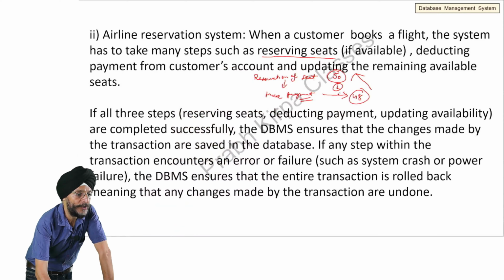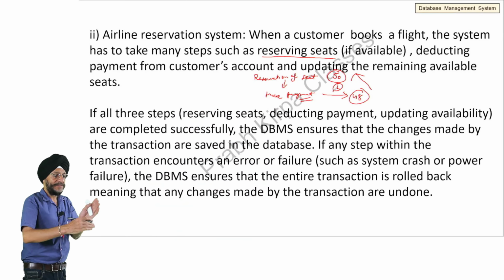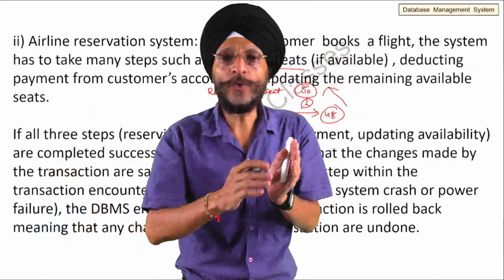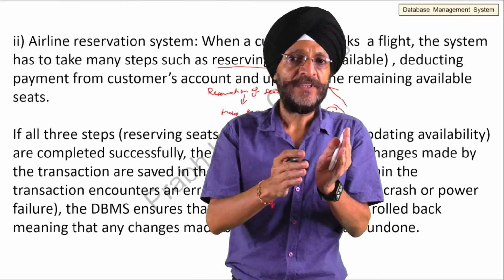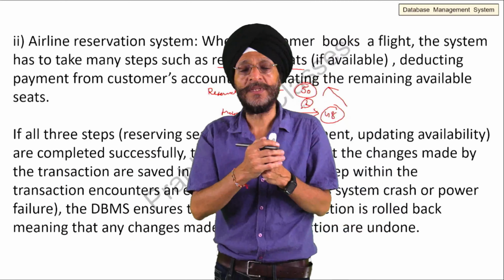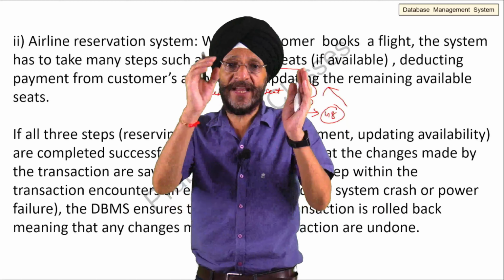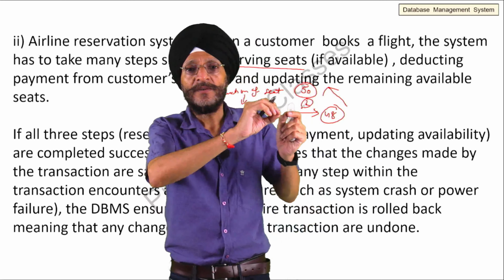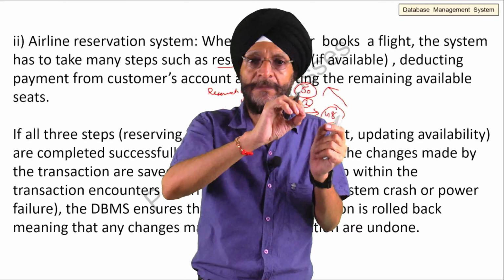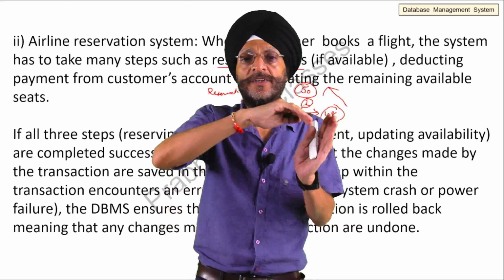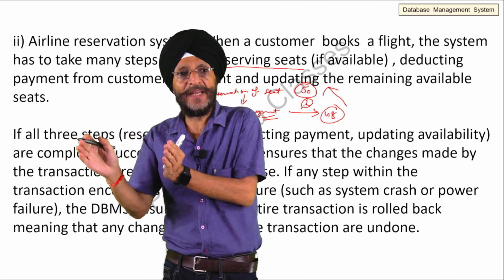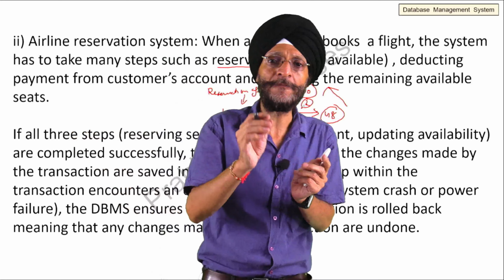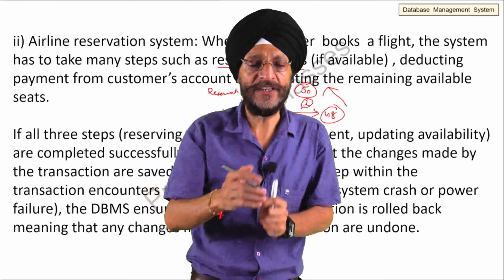It may also be possible that when the system was going to update the seats, it has some problem. Then if at any step, that is, reserving seats, deduction of payment, or updating the balance of seats, there is any problem, the whole transaction is reverted back. Let us read.